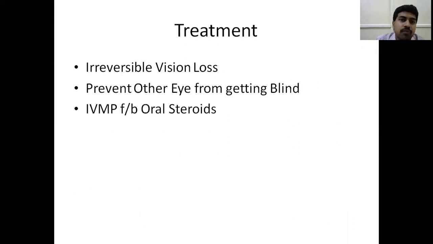Okay. So what is the treatment? It is an irreversible vision loss. You can only prevent the other eye. IV methylprednisolone can be given followed by oral steroids, which can reduce the inflammation. Suppose it is giant cell arteritis and the inflammation is present in one side of the ophthalmic artery, by giving steroids you can suppress the inflammation, thereby preventing the same vision loss occurring in the other eye. But besides this, there is no other treatment as of now.